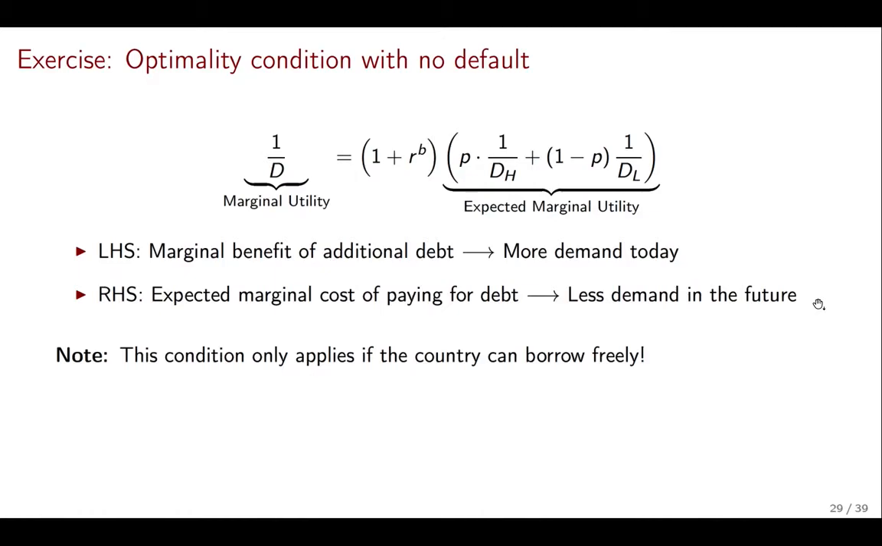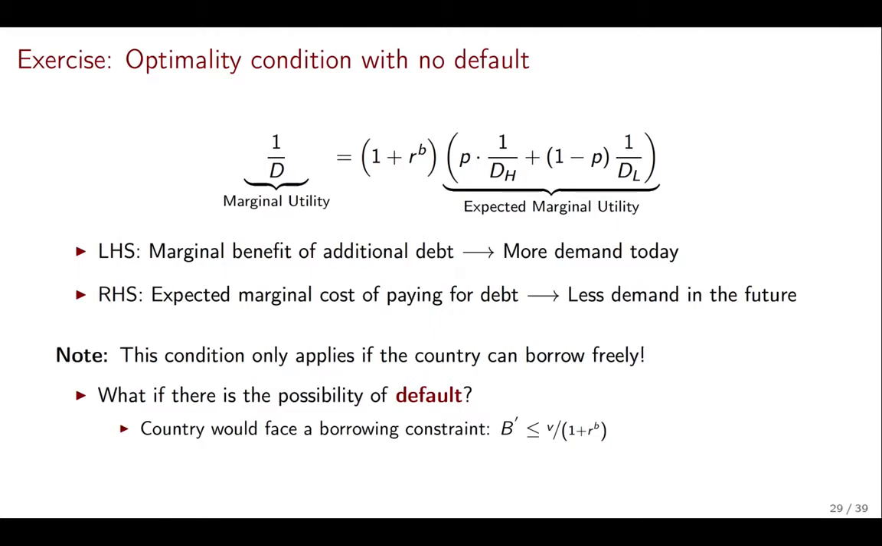Now, notice that this condition only applies if the country can borrow freely, if there is no default. If there is default, as we've seen in the past, what's going to happen is there is going to be a borrowing constraint. And so B prime cannot be anything you want. It has to be lower than V over 1 plus RB, RB being the borrowing interest rate, the interest rate at which you can borrow.